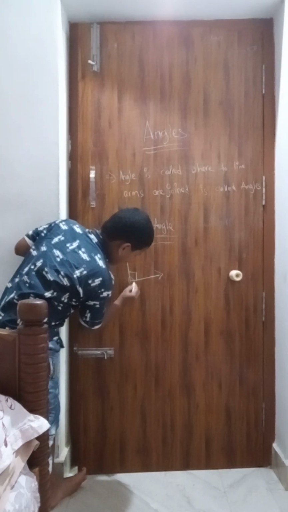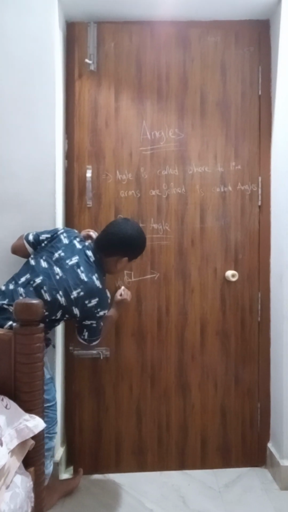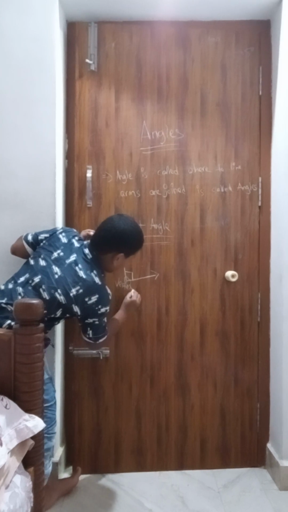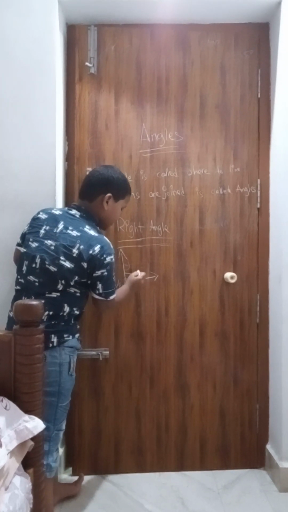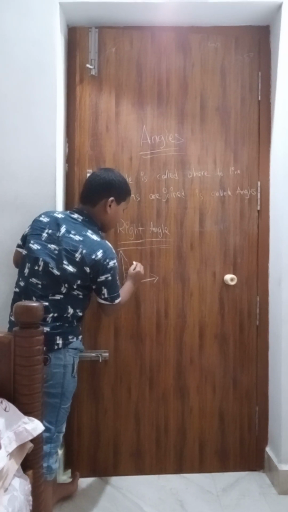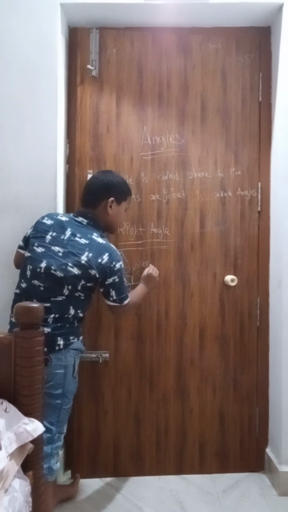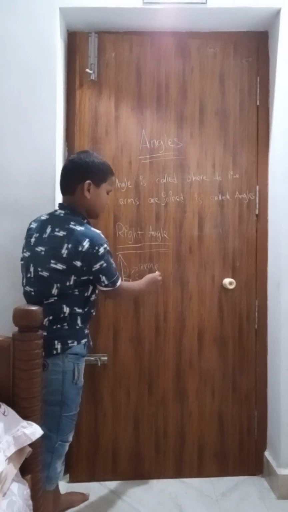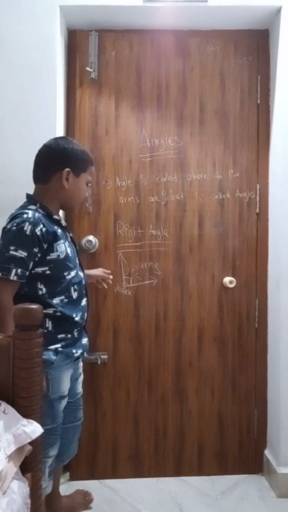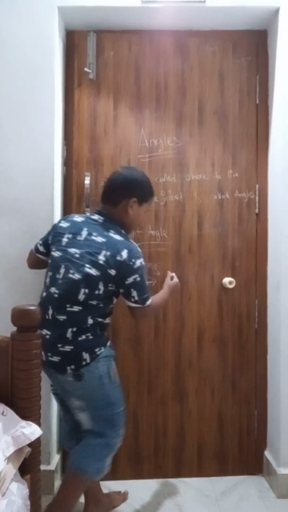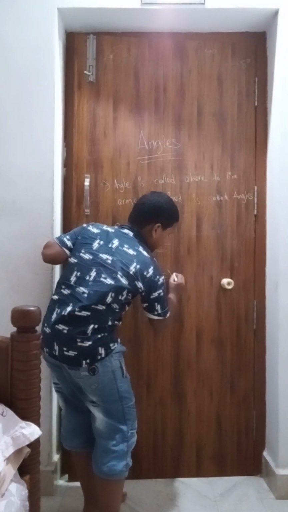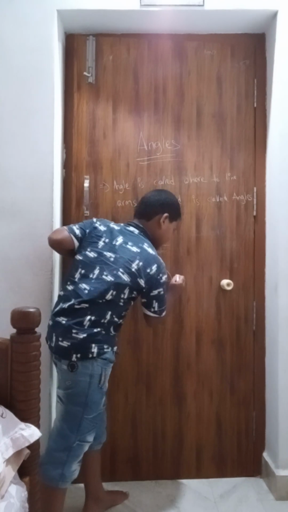This part is called the vertex. And these are called arms. This one we can measure by protractor. A right angle should be exactly 90 degrees.